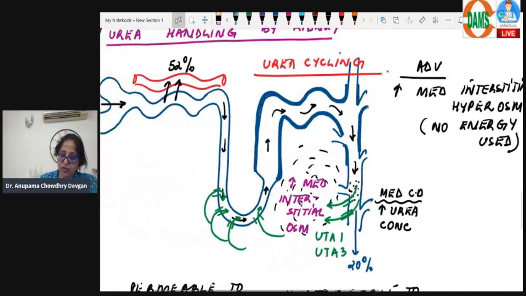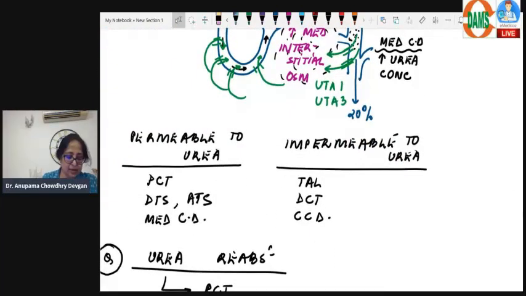Ascending thin segment is also permeable to urea.